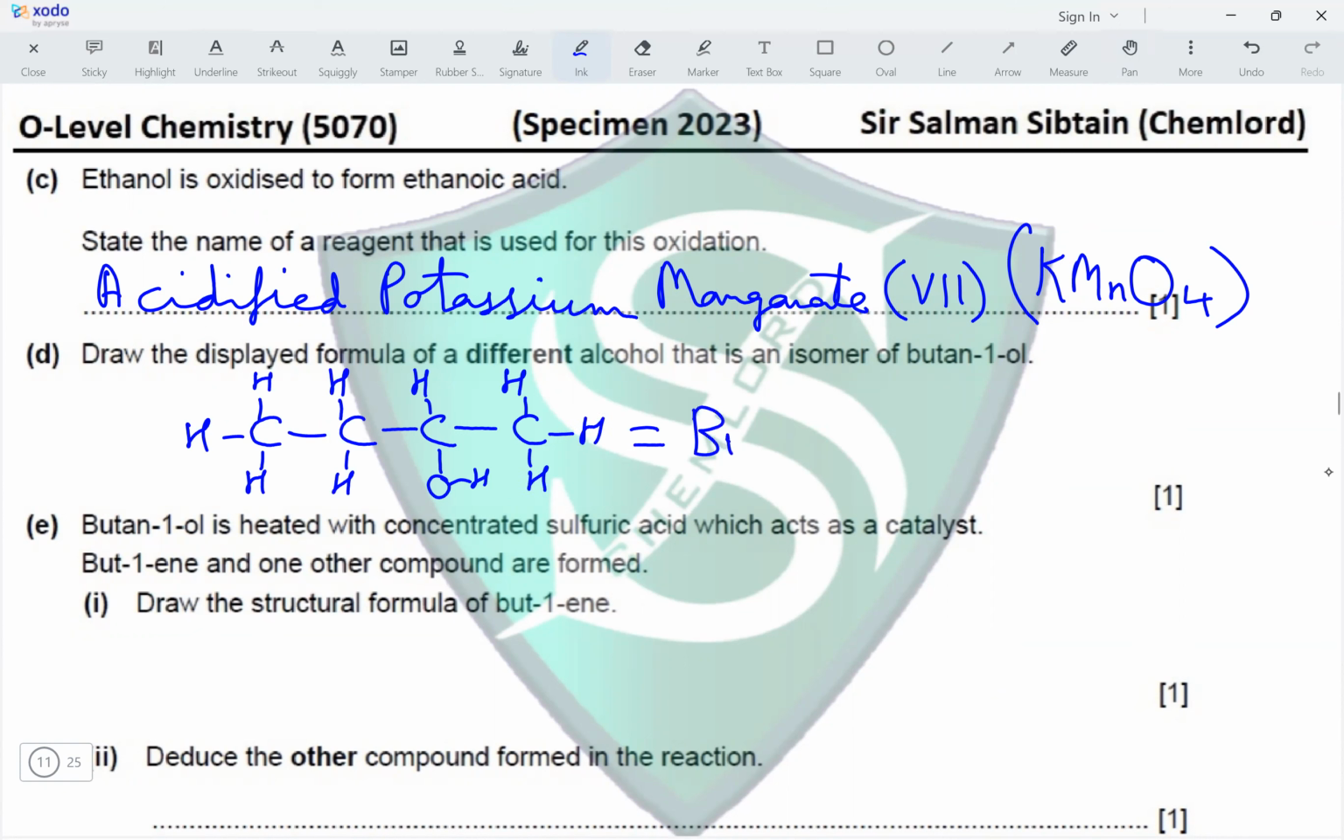So butan-2-ol, which is an isomer of butan-1-ol. Isomers basically have different structures but the same molecular formula.